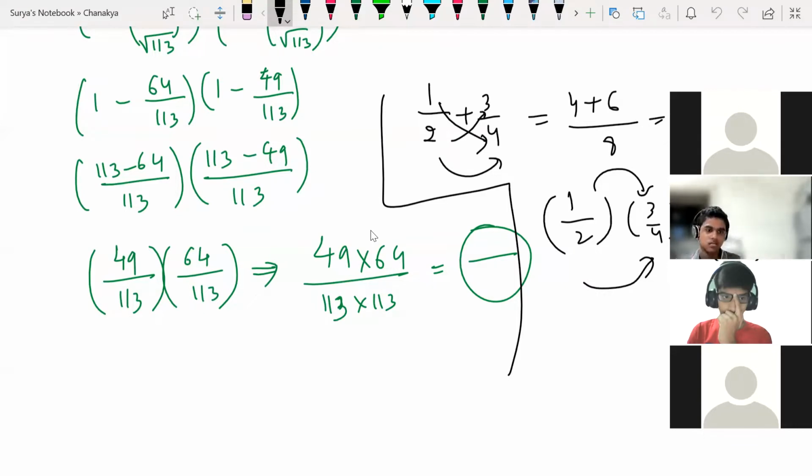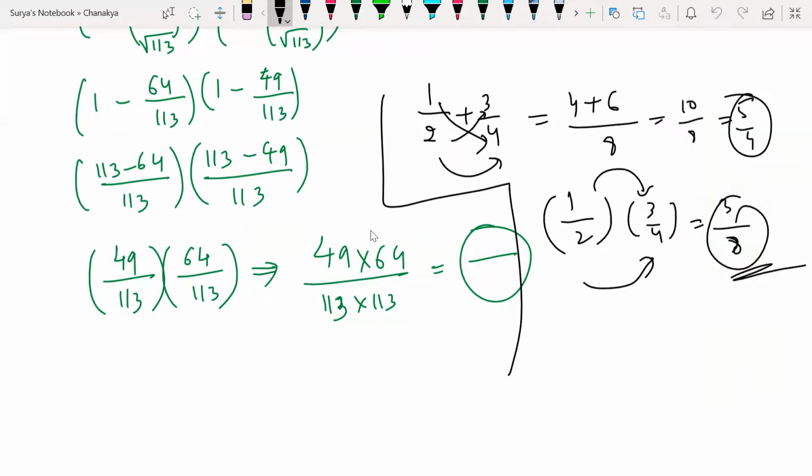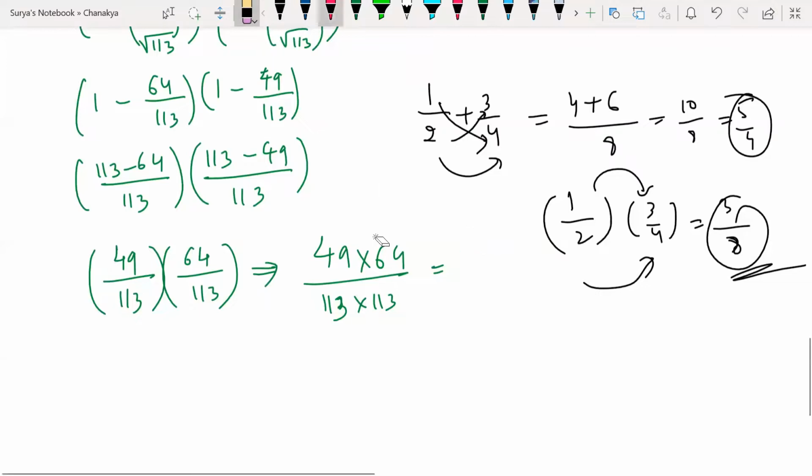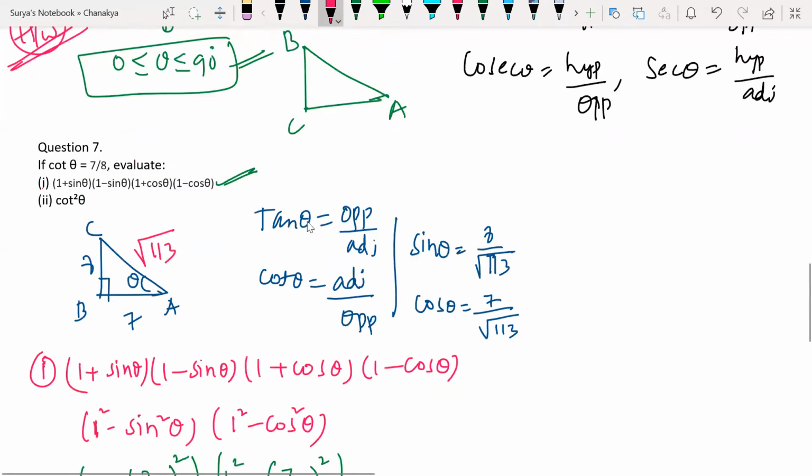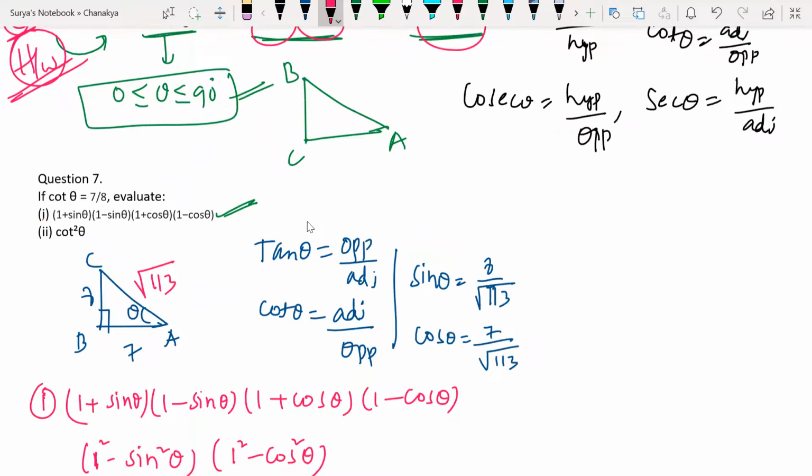What is the answer? 49 into 64 by 113 into 113. Multiply, tell me the answer. 3136 by 12769. Okay, this is what your answer is going to be. I think you check the question, man. Is there any plus, minus in this? I don't think so. It's multiplication.